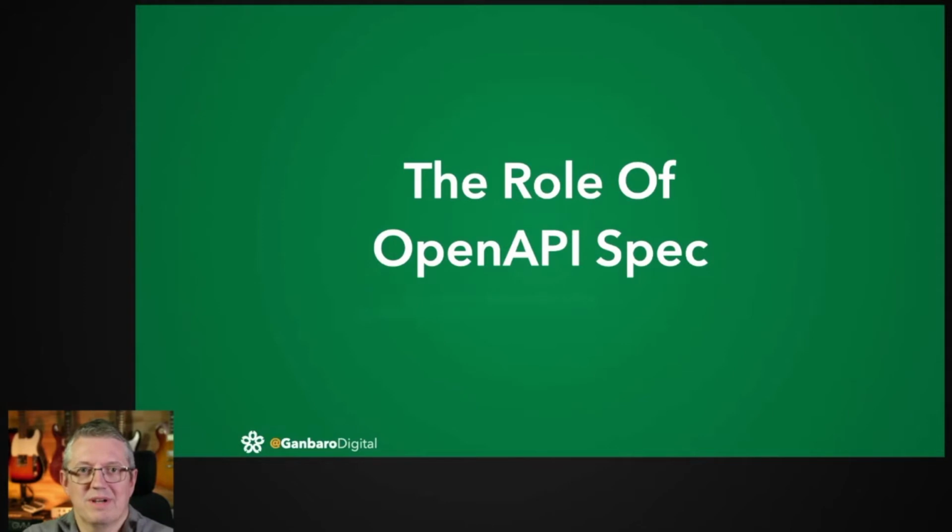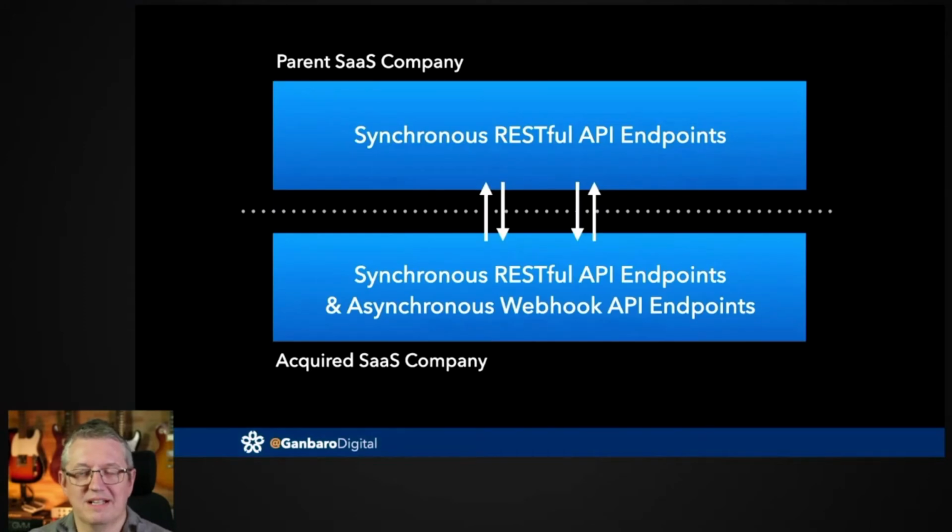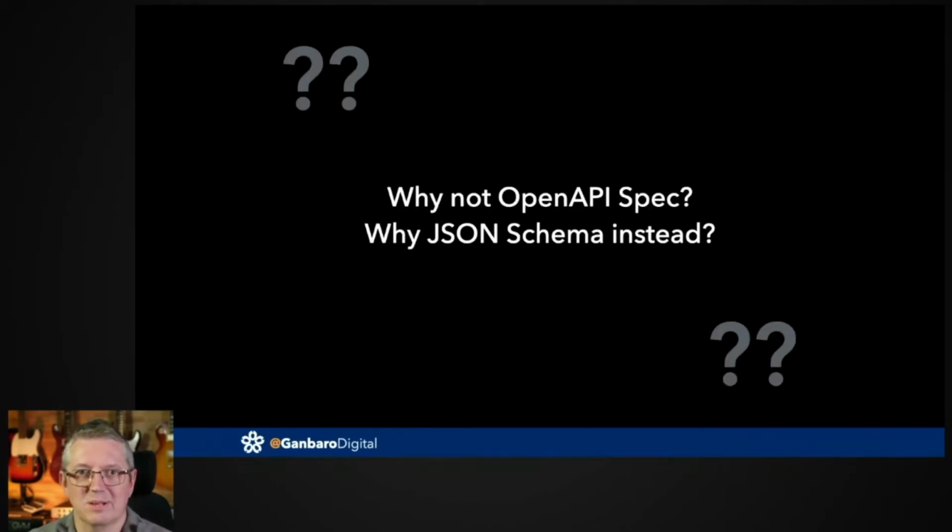Let's go on and talk about the elephant in the room. Let's talk about the role of OpenAPI Spec. If we go back to my high-level architecture diagram, this looks tailor-made for OpenAPI Spec. The natural instinct of people who are familiar with it would be, let's use OpenAPI Spec for all of this. So why am I talking about JSON Schema and using JSON Schema for validation? Why am I not talking about doing this with OpenAPI Spec?